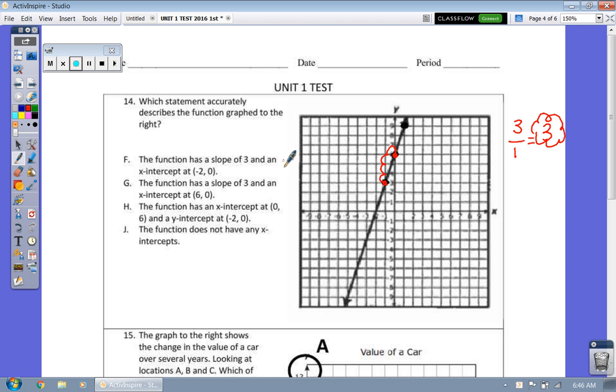So let's see if the other condition is true. And an x-intercept at negative 2, 0. So if I go negative 2, 0, did this line cross the x-axis right here at negative 2, 0? And yes, it does. So my answer is F.